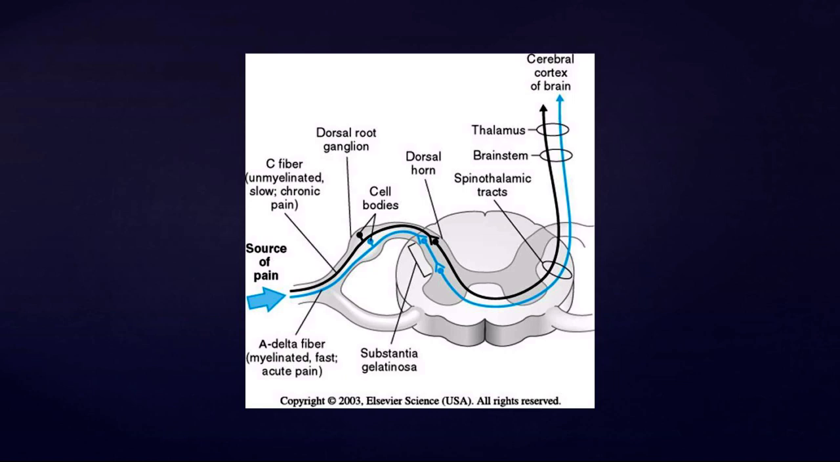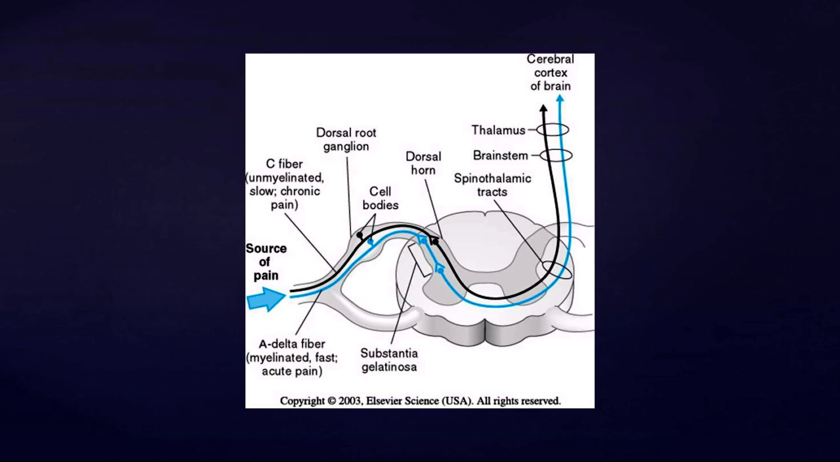So this is a little diagram of the spinal cord cross section, just as one level of the spinal cord, and some of the nerve fibers that are entering into the dorsal horn of the spinal cord. So the dorsal horn of the spinal cord is where the sensory nerves synapse with the second order neurons that are then going to take the information up to the brain.